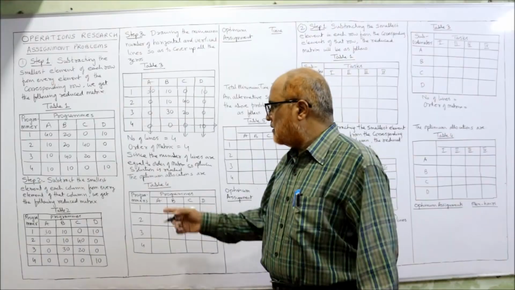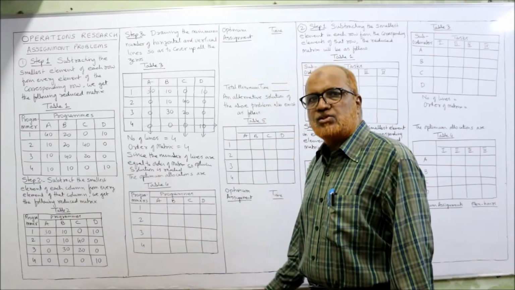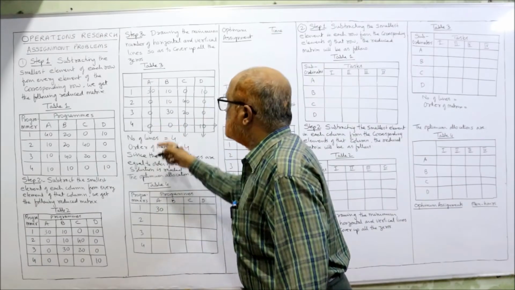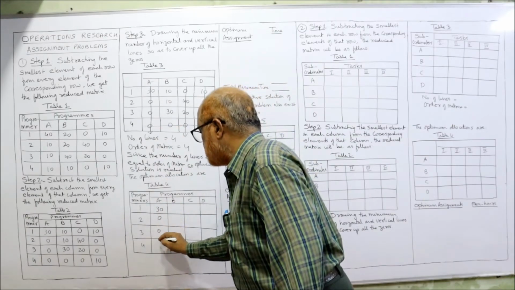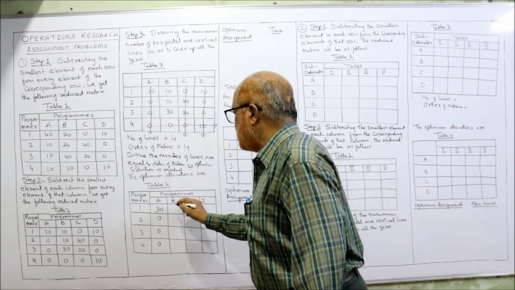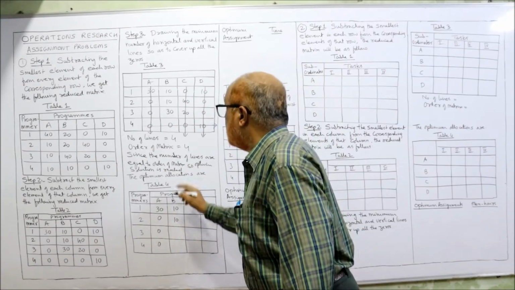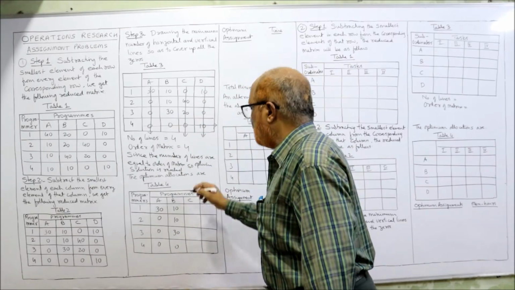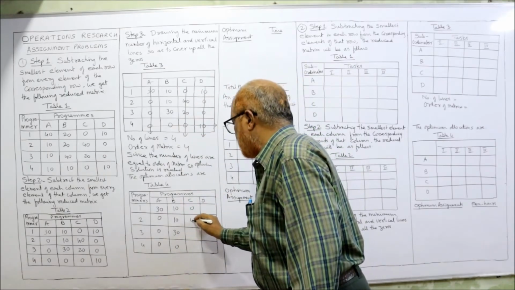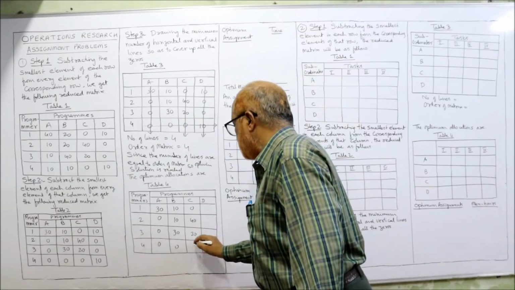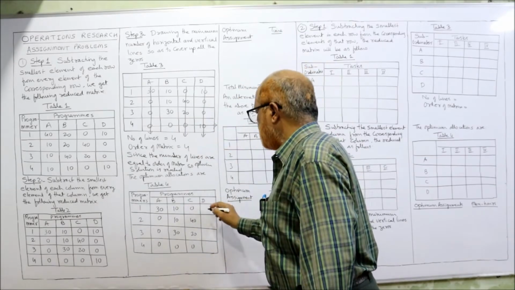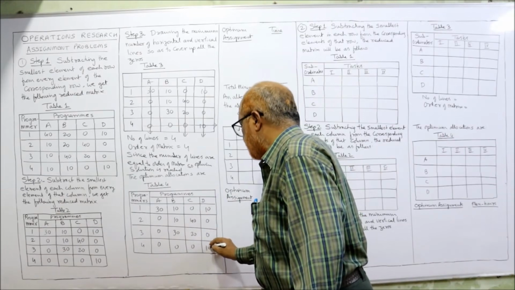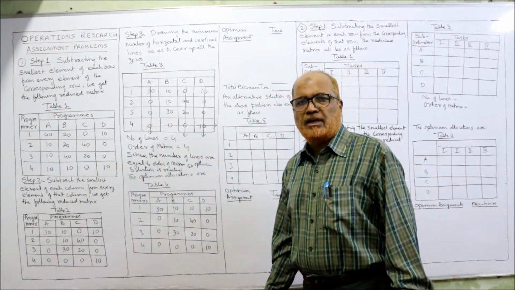Now we have to assign. The optimum allocations are as follows. So copy down the same values: 30, 0, 0, 0. Next one is 10, 10, 30 and 0. Fourth column 0, 40, 20, 0. Last 10, 0, 0, 10. All the values I have taken.